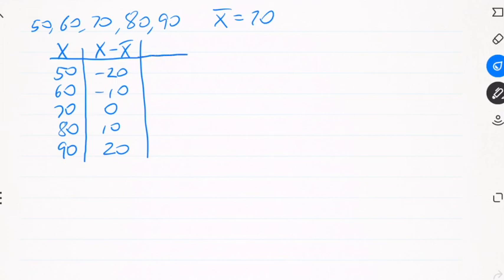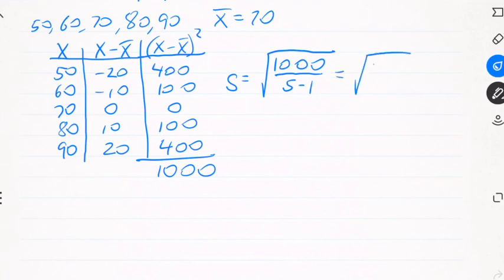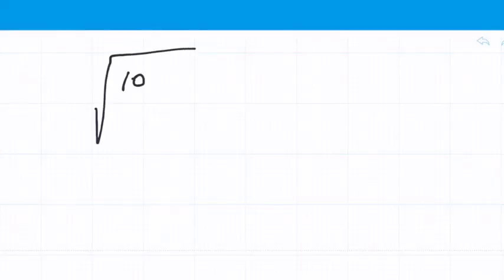Then you would take each one of these numbers and square it. So negative 20 squared is 400, negative 10 squared is 100, 0 squared is 0, 10 squared is 100, 20 squared is 400. And then you would take all of these numbers and add them up. It turns out to be 1,000. Whew, tedious. And then you take 1,000, and if we're doing S, we're going to square root it, and before we square root it, we're going to divide by how many there are, minus 1. So this turns into the square root of 1,000 divided by 4. I'm not even going to simplify that. It does simplify, but I'm just going to calculate it out. So square root of 1,000 divided by 4.